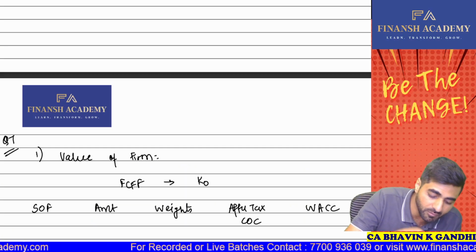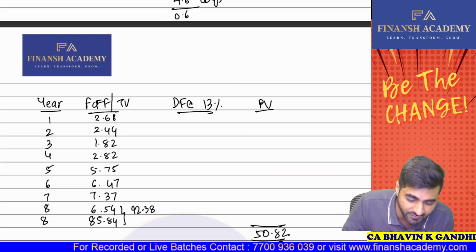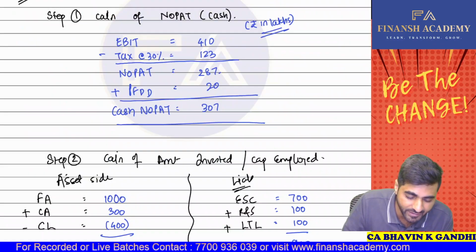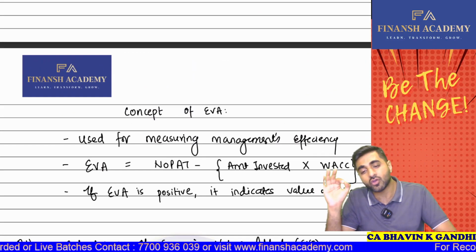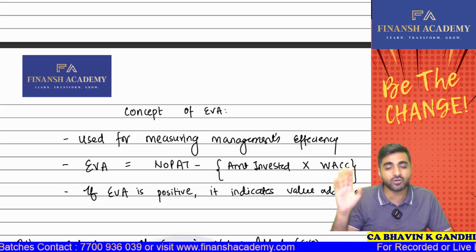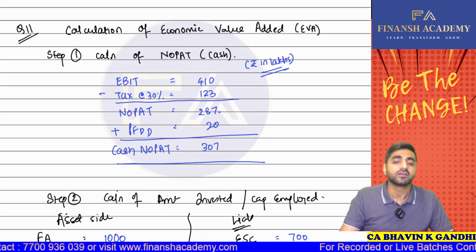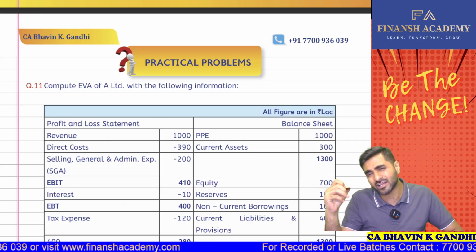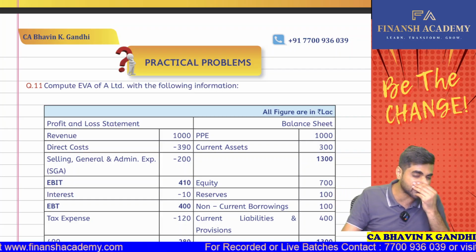There are some steps which you all have to understand whenever we deal with economic value added. It is used for measuring management's efficiency. It is NOPAT minus amount invested into WACC. If EVA is positive, it indicates that there is value addition. We will solve just a couple of questions in this and I'll tell you the important part in economic value added, or else it's extremely easy for you to understand.